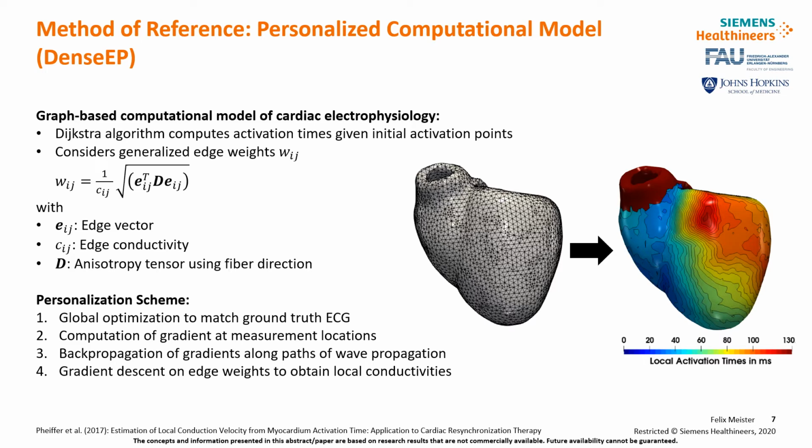At first, a global optimization of the conductivities for 5 homogeneous regions is performed to match the ground truth ECG. In a second step, the discrepancy at the measurement points is minimized by applying gradient descent optimization. Gradients are first computed at the vertices with measurements, and backpropagation is then applied to obtain gradients for all edges along the paths of wave propagation. The weights are then updated using a gradient descent step.